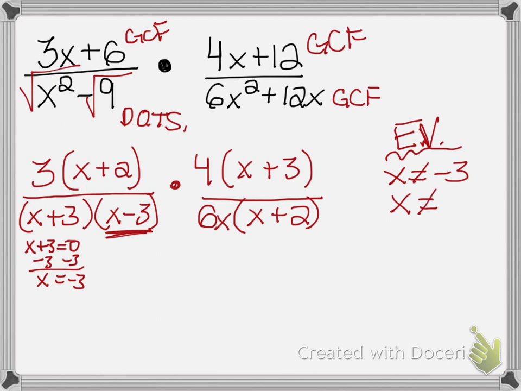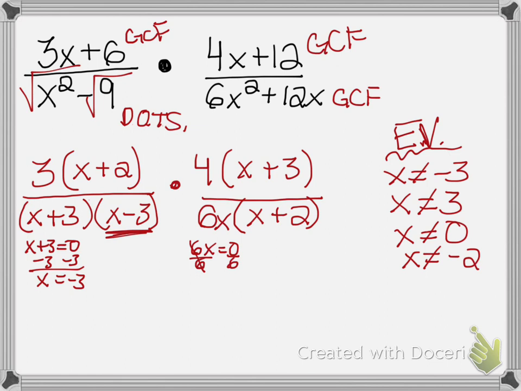X cannot equal 3. And then for 6x, when I set that equal to 0, I'm going to get 0 because 0 divided by anything is 0. So x cannot equal 0. And then the last one, x cannot equal negative 2. I'm just taking the opposite. All right, now I can get back to multiplying.